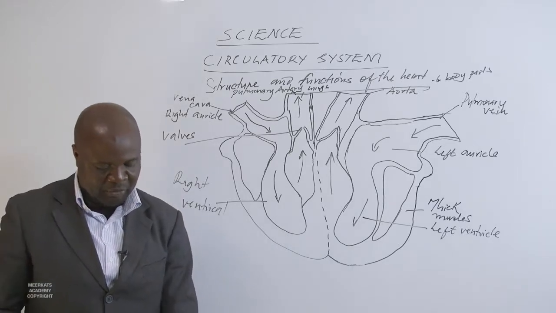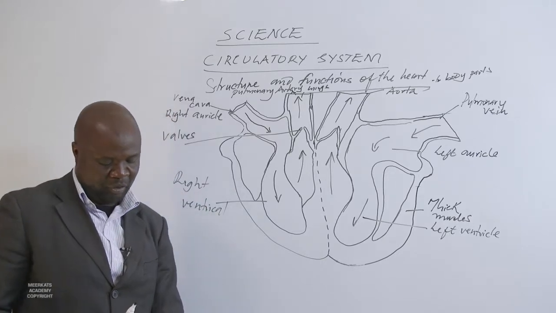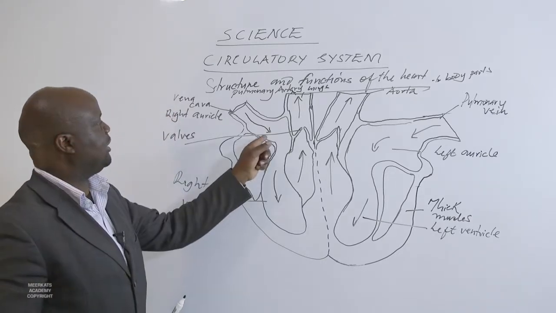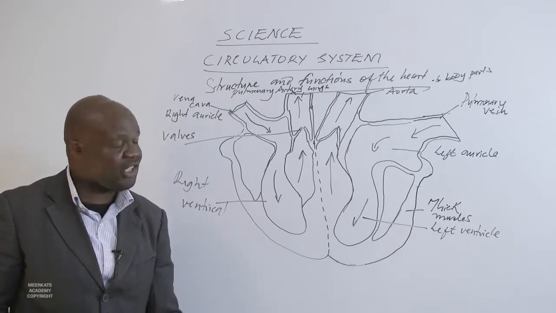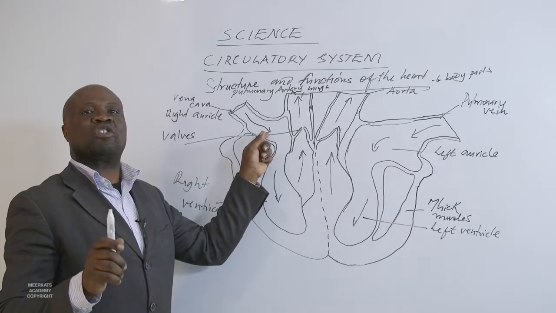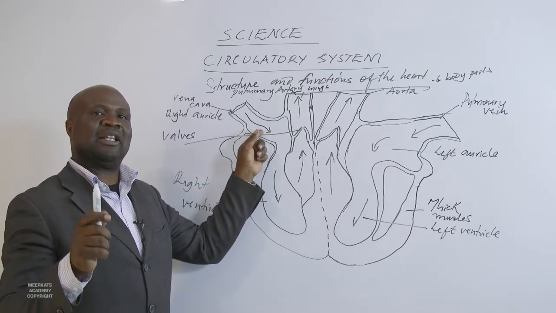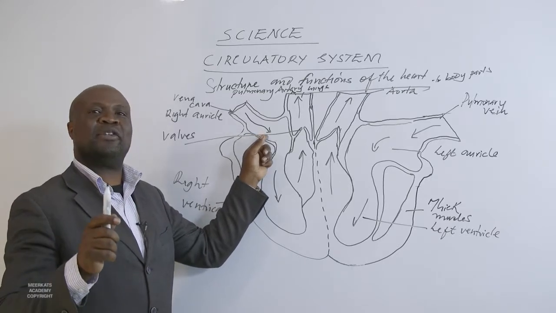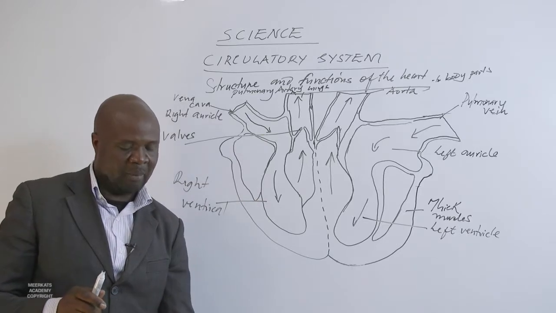Then we are saying the right auricle receives deoxygenated blood from the body. This is the right auricle. It receives blood from the body that has a lot of carbon dioxide gas. So it receives deoxygenated blood from the body.